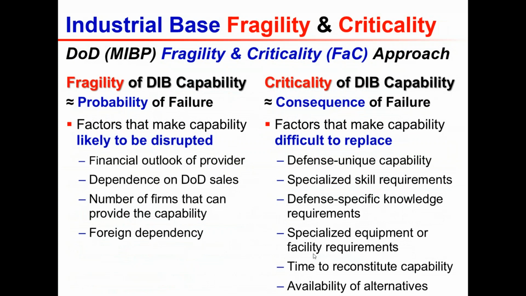Well, the fragility and criticality approach, sometimes called the FAC approach, is to assess the industrial base, or each sector of the industrial base, in 2 dimensions. First, fragility, right? And fragility is sort of akin to the probability of failure, right? You look at factors that make capability likely to be disrupted, right? And you assess the financial outlook of the providers. You assess how dependent they are on DoD sales, the number of firms that can provide the capability. Do you have many competitors, or is it a sole source? What about foreign dependency?